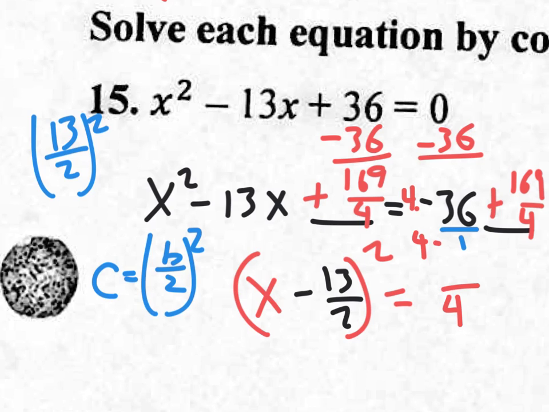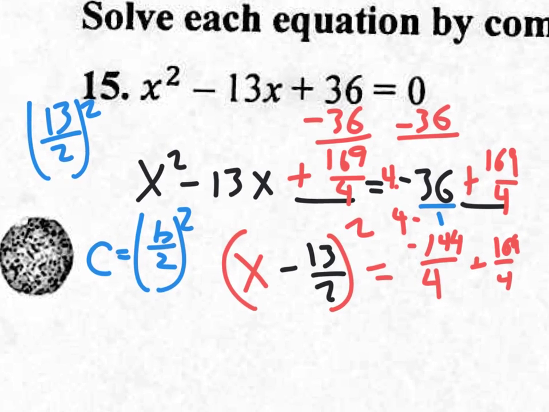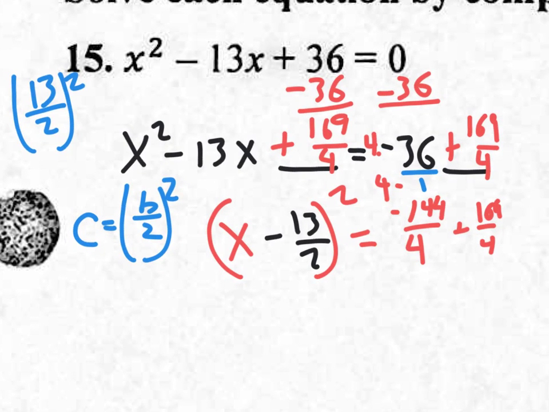Somebody help me out with the calculator. 4 times negative 36? Negative 144. Okay. And then we have the plus 169 over 4, which means that now we're able to actually combine the numerators. So negative 144 plus 169, what do we get? 25, correct? So you get a positive 25 over 4. You guys with me?